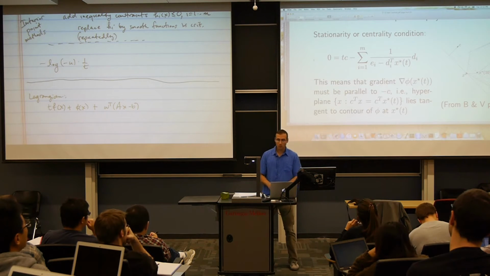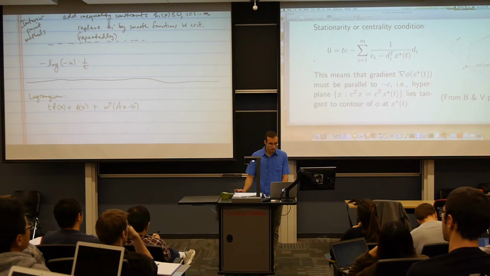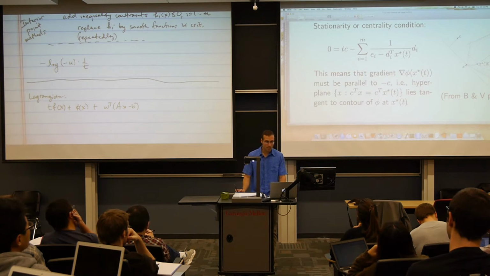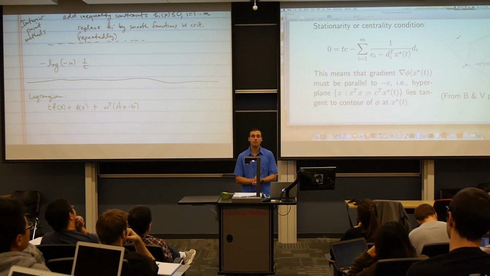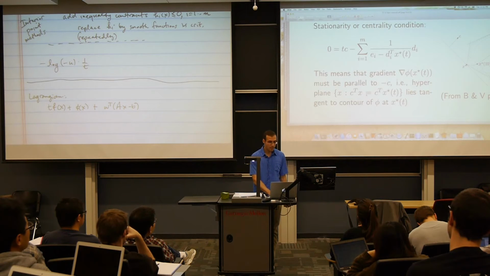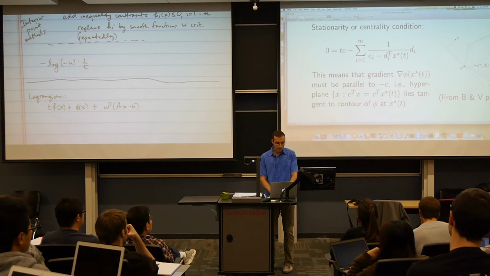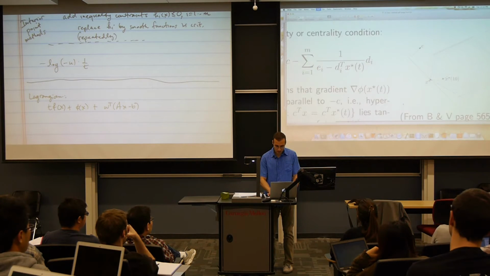So I have the gradient is equal to some constant times minus c, which means that if I were to look at the hyperplane, the set of all x such that c transpose x is equal to c transpose x star, then the hyperplane that lies tangent to this set is itself tangent to the contour of my log barrier function at x star. So the best way to see that is just to look at the picture.